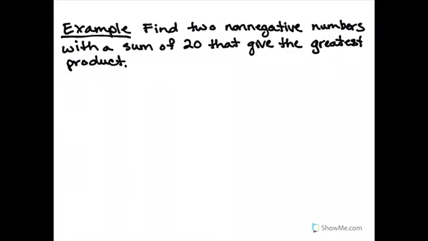So here's an easy one. Find two non-negative numbers with a sum of 20 that give the greatest product. Non-negative, that means it could be 0 or a positive number. They have a sum of 20. So let's write that.